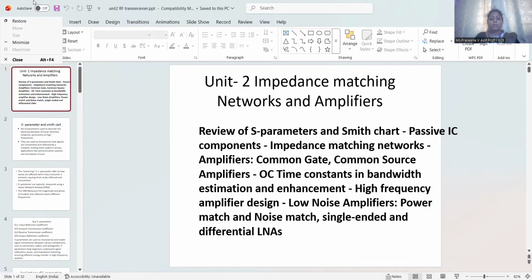This unit also covers the common source and common gate amplifiers, which are widely used in RF front-end circuits. Generally, amplifiers are mainly used to amplify weak signals, right? So, a common source amplifier can be used to amplify the weak signal received by the smartphone before further processing.